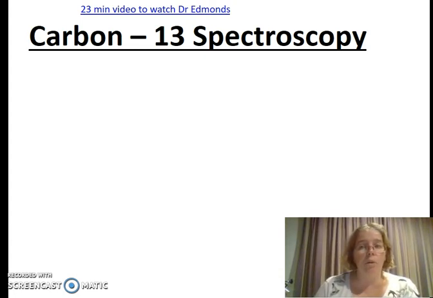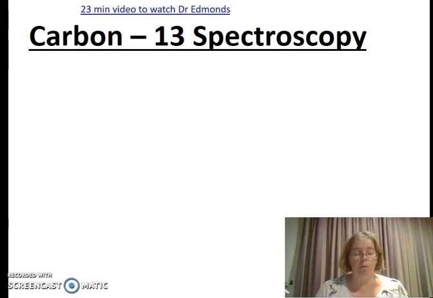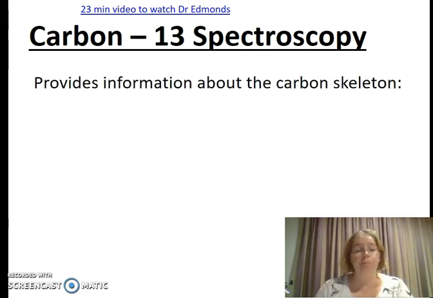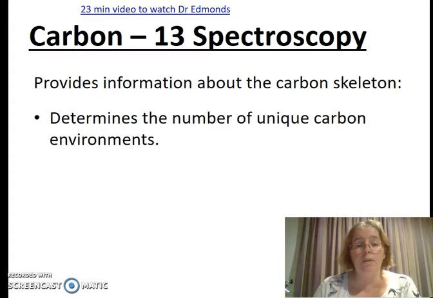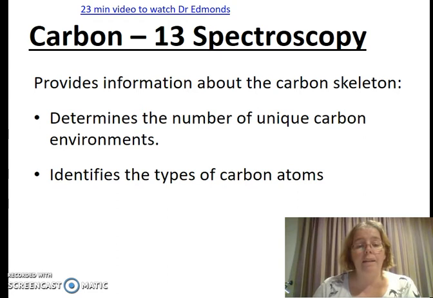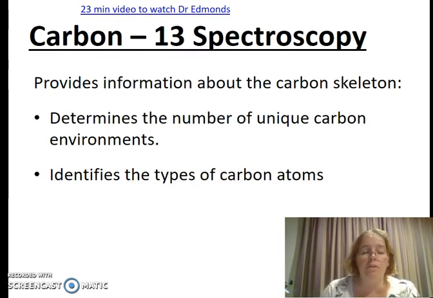The frequency that it occurs at depends on what that atom is attached to. So how much the things that are attached to that atom remove the electrons away from it, so de-shield it, or allow the electrons to protect it. Ultimately, what it gives us is information about the carbon skeleton in a molecule. So it tells us how many unique carbon environments there are, and it tells us what things are bonded to those carbon atoms. Now, that phrase, unique carbon environments, is really important.